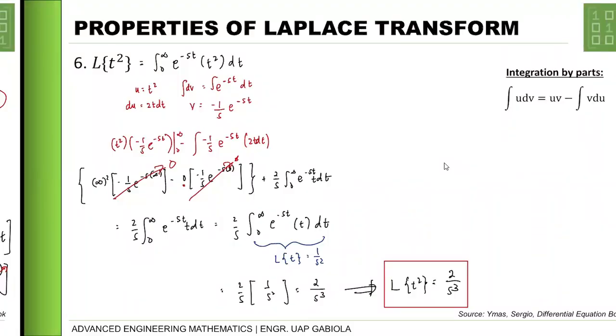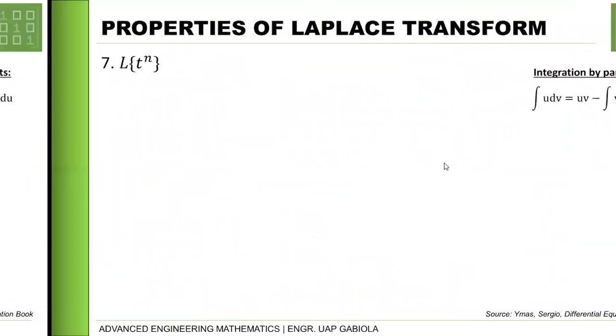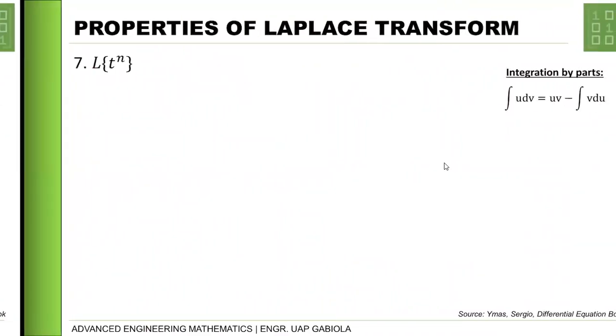Okay, so let us try to solve naman kung yung t natin is raised by any number bukod sa 2 and 1. Let's check kung meron tayong pattern na makukuha sa kanya. So let's have our function now, L of t raised to n. Okay, so again, this will be integral from 0 to infinity, e negative st, and then t^n dt.